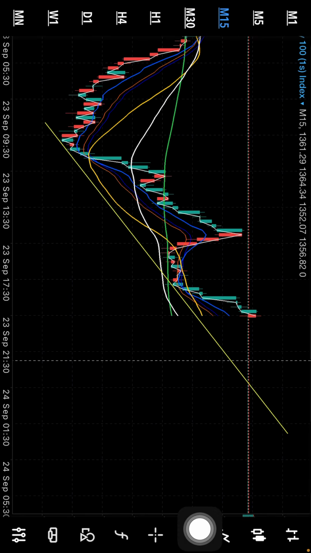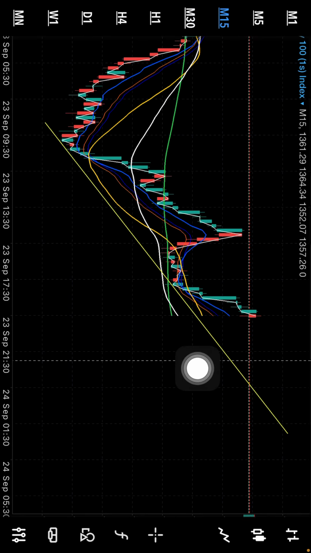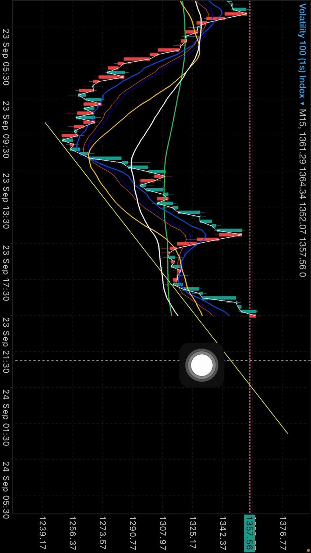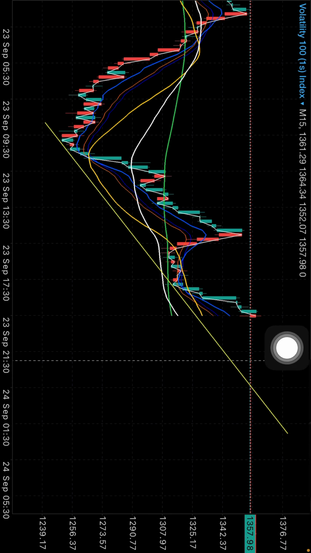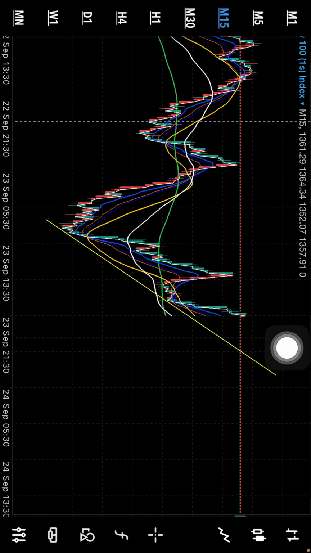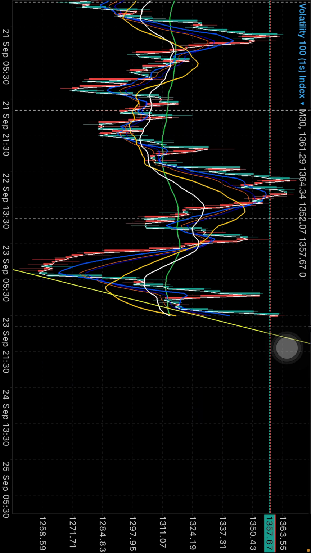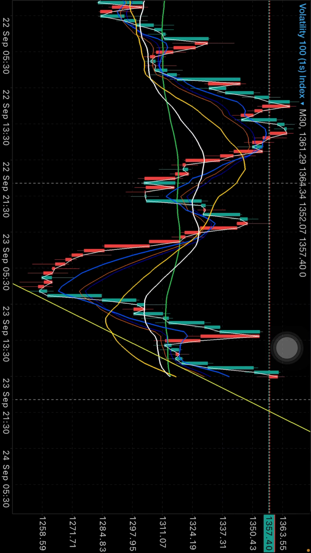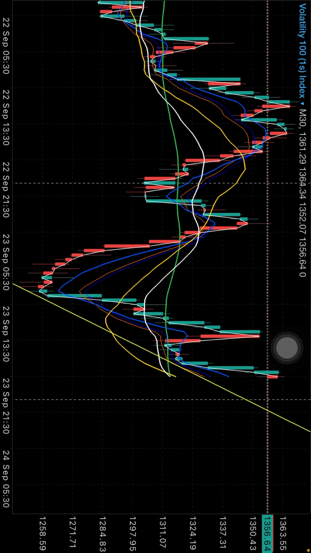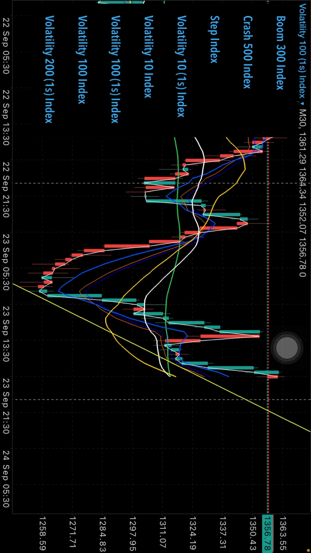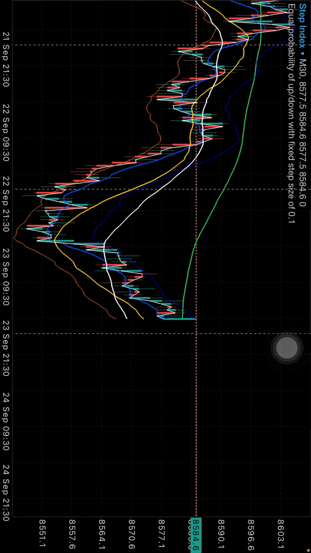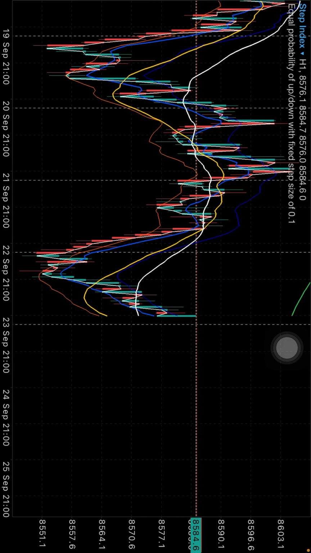Right, so we're expecting this market to buy back to the trend line, and then we will buy from a higher high. So we are looking for buys in VIX 100s. Yes, looking for that. Let's go on our next pair. Step index. Let's go on step index pair and see what step index is doing.